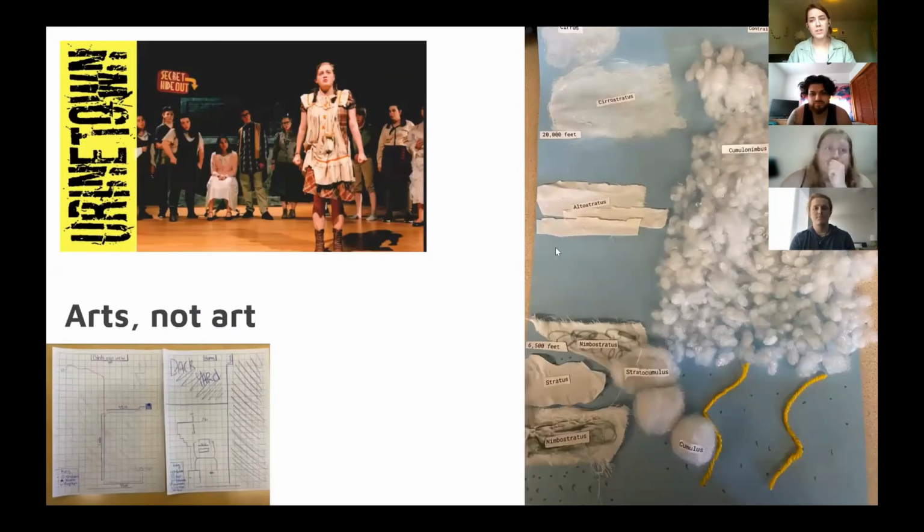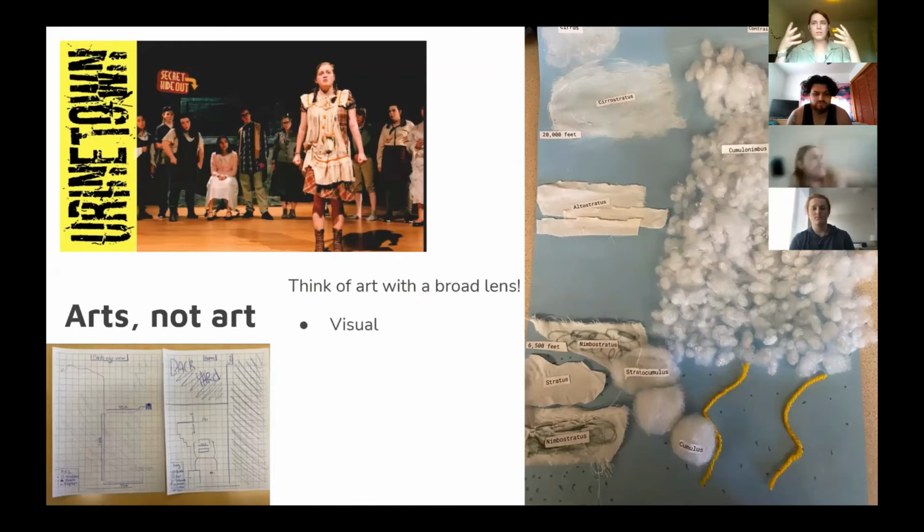So the first thing to talk about is that STEAM is not talking about art necessarily, but arts. So we want to have a big world view and have a really big lens when we talk about the arts. So it can be a visual element. So that can be like things that you can see, and that might be like the map made in the bottom left. Some kids made maps of their homes so that they could conceptualize and really see where they are.